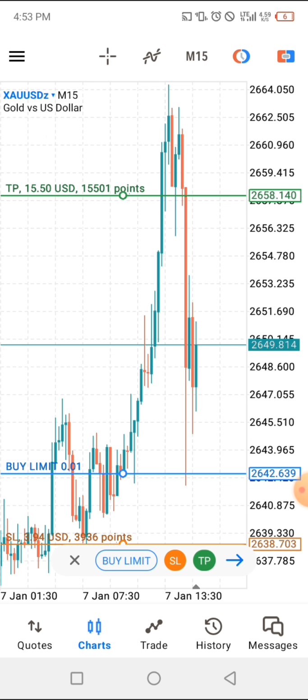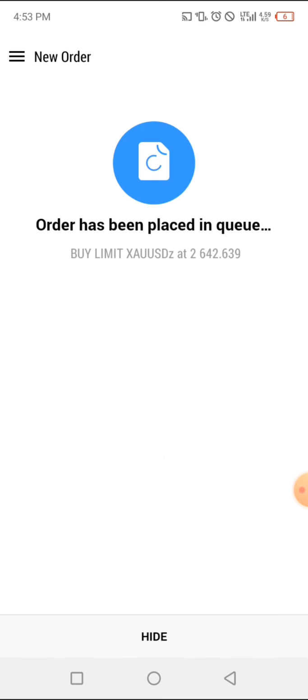So guys, can you see this is the minimum lot size, which is 0.01.